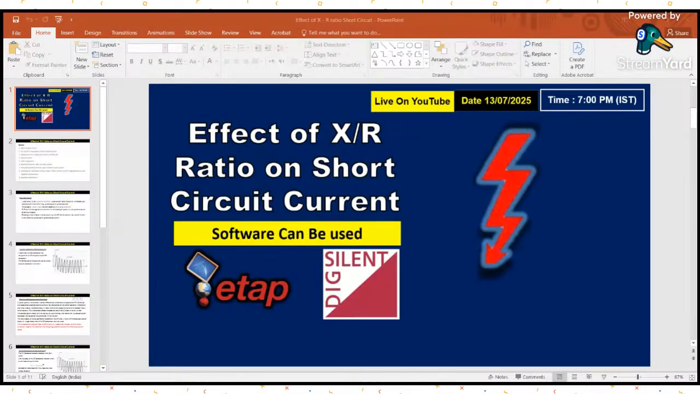First of all, our lecture is the effect of X by R ratio on short circuit current. In this lecture, we will calculate the X by R ratio of short circuit current and see the effect of the X by R ratio on the short circuit current. We can verify our results through ETAP and DIgSILENT PowerFactory. There are two software which are used for power system analysis, ETAP and DIgSILENT. Whatever calculation we do manually, we can verify the results from ETAP and DIgSILENT.